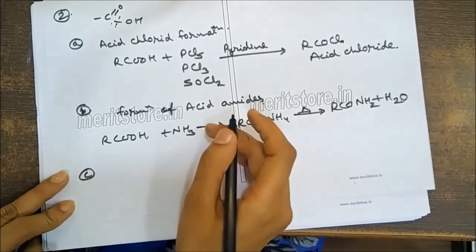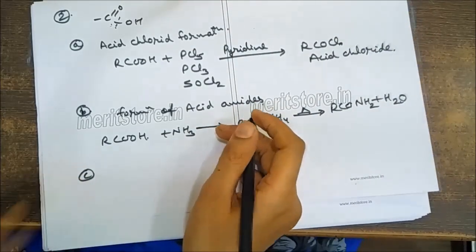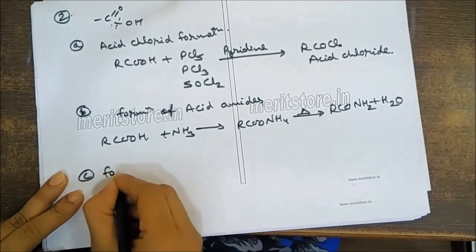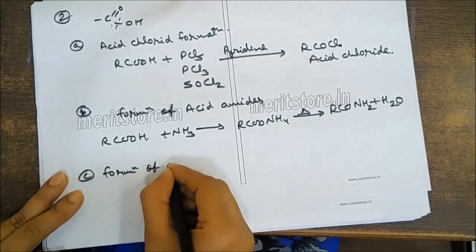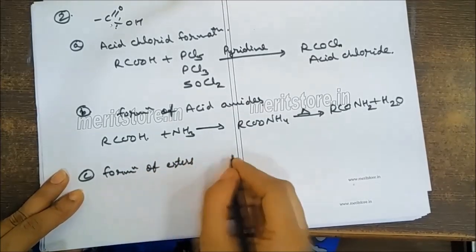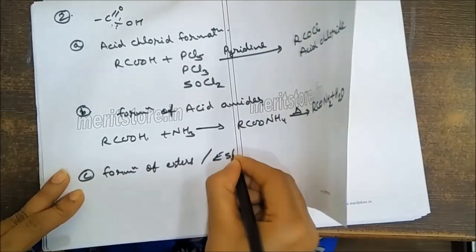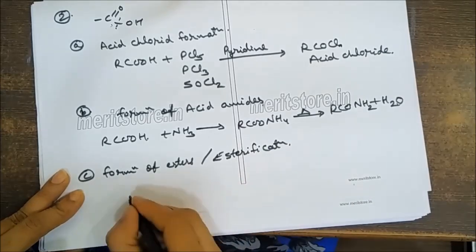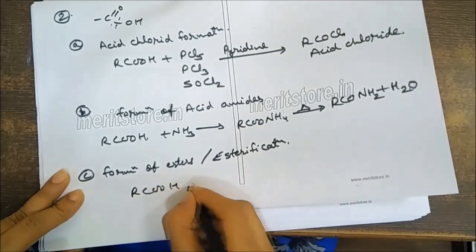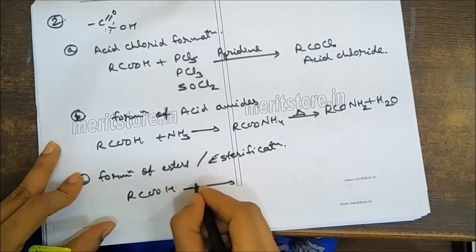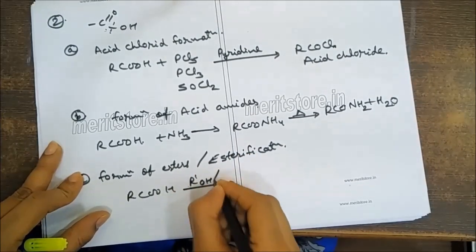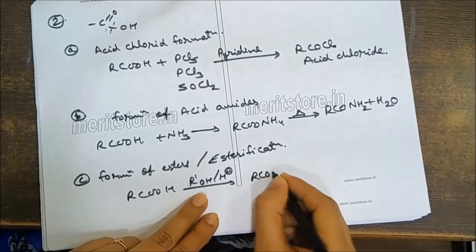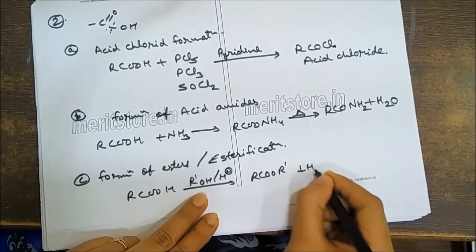Next reaction involving cleavage of the RCO-OH bond is formation of esters, or esterification. When we react acid with alcohol in acidic medium, it will give esters and water.